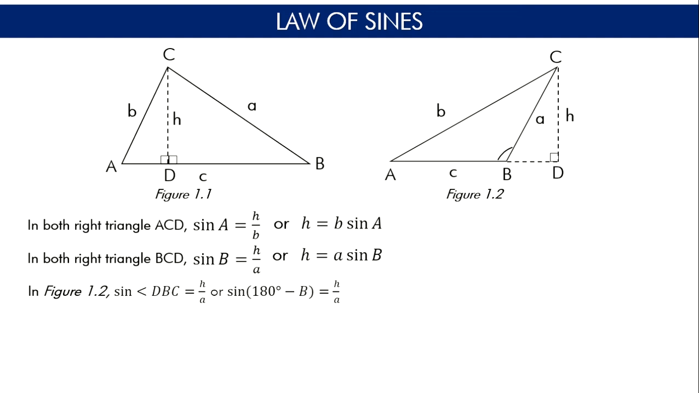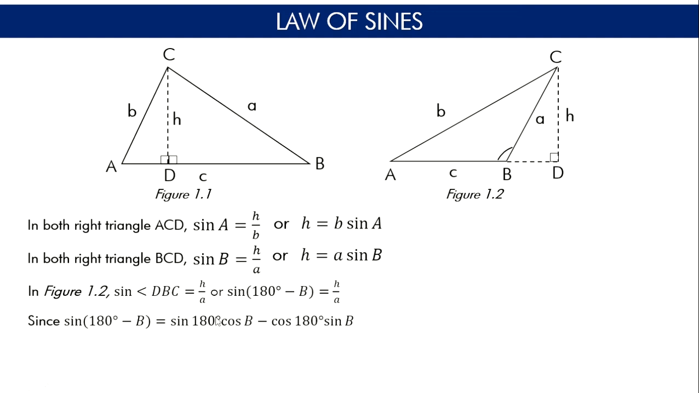Now let's use the identity of the difference of the sine. If you will recall the sine-cosine identity, we can apply this to sine of 180 degrees minus B. So that is sine 180 degrees cosine B minus cosine 180 degrees sine B. Then let's evaluate.